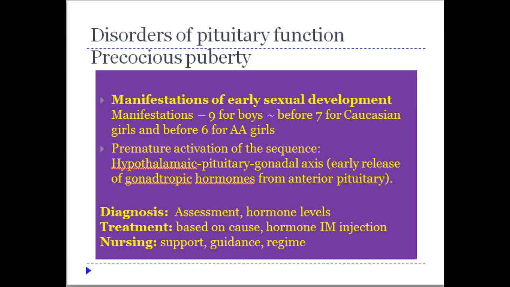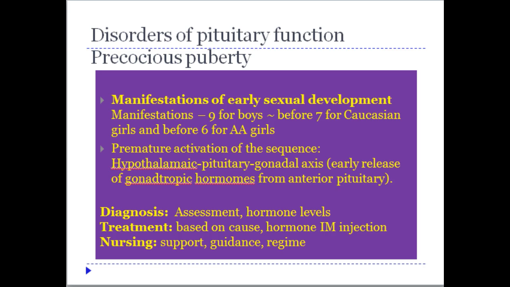So here's another dysfunction of the pituitary gland that happens in children, and this is precocious puberty. Essentially, this is puberty that happens way too early. Manifestations of this early sexual development: for boys, it's before age 9, and for little Caucasian girls, it's before age 7. If you're an African American girl, it's before age 6. Essentially, what happens is there is a premature activation of the hypothalamic pituitary, or an early release of the gonadotropic hormones from the anterior pituitary.